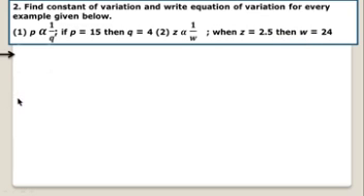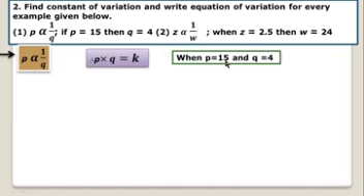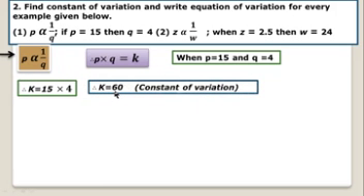Solutions. P inversely varies to Q, and therefore P multiplied by Q is equal to k. When P is equal to 15 and Q is equal to 4, therefore k is equal to 15 multiplied by 4. Therefore k is equal to 60, constant of variation.